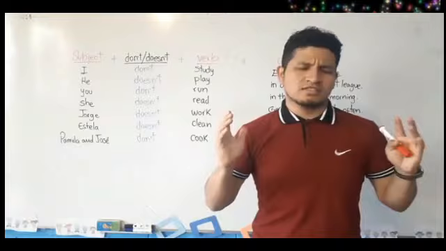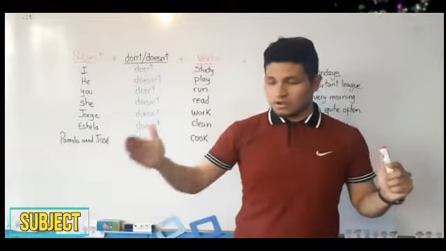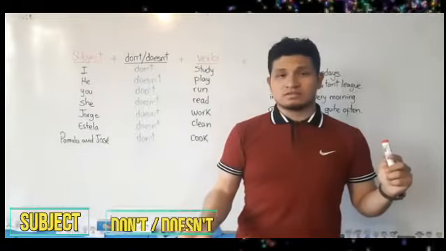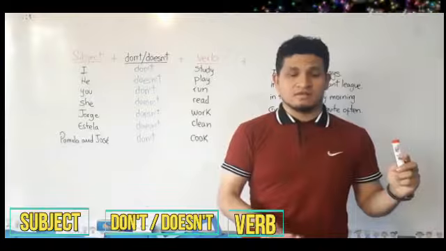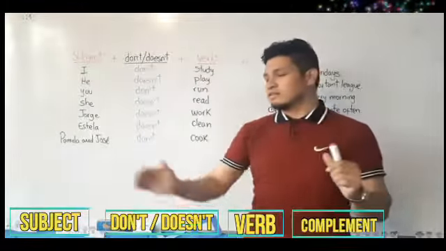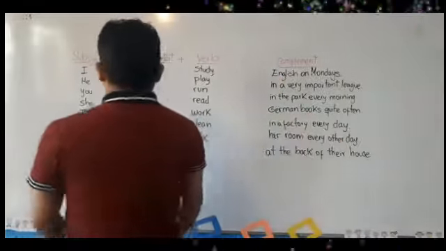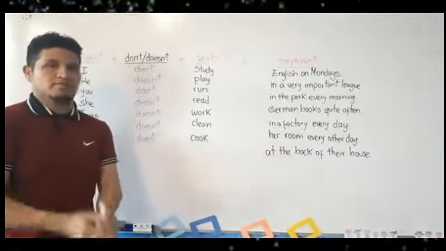Okay, so let's see first the structure of it. We have subject, we have the auxiliaries, don't and doesn't, and we have the verb. Finally, we have the complement. Okay? So, now, let's see here. We're going to read, and I'm only going to repeat after.